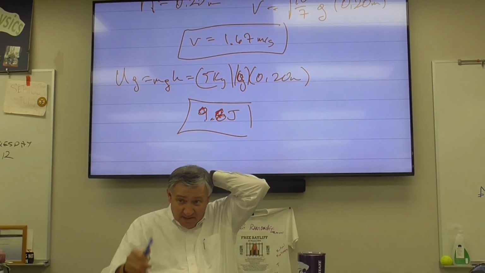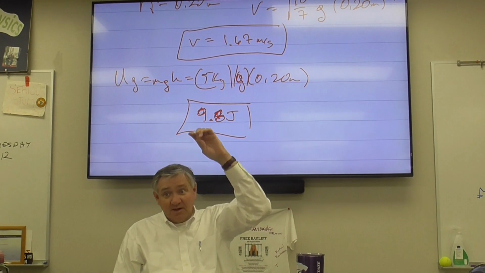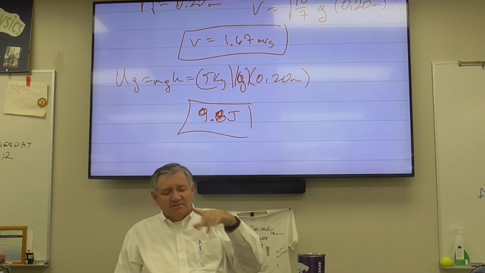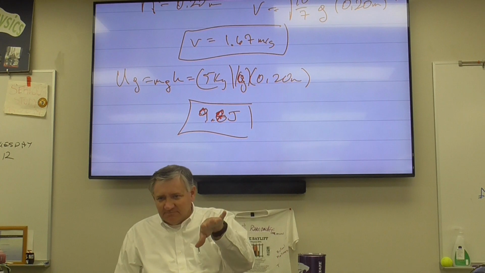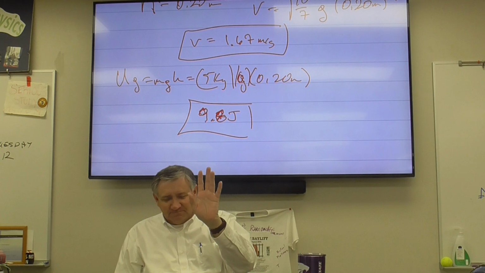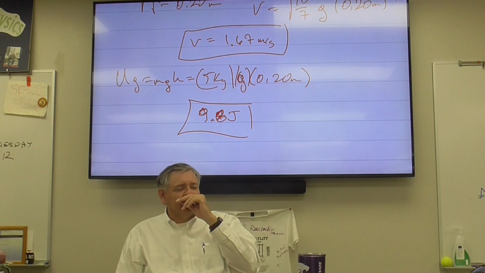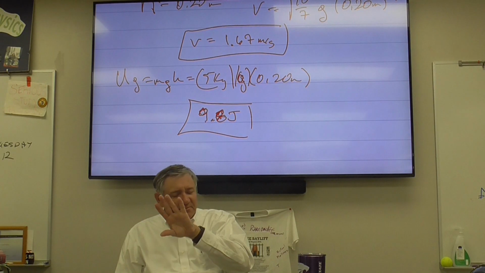So this is the inheritance. Cohen's uncle was going to leave $9.8 jillion dollars, however much that is. That's a lot of money, I think.